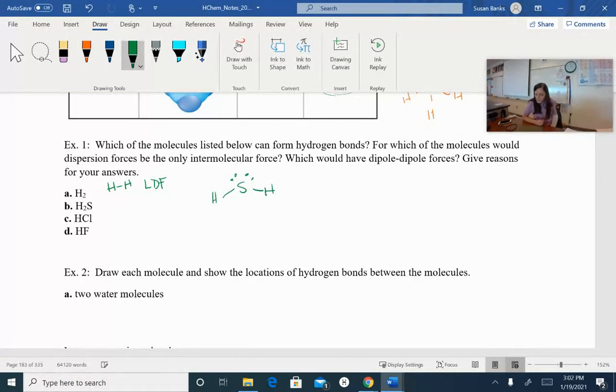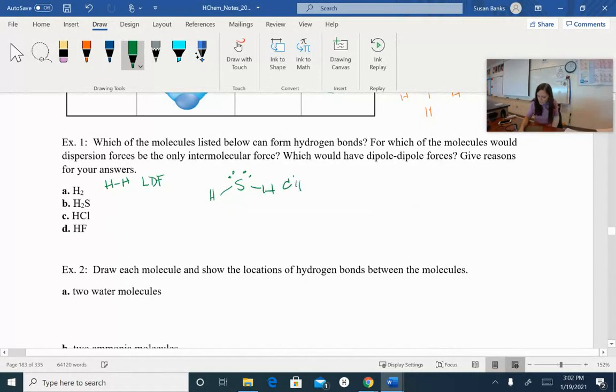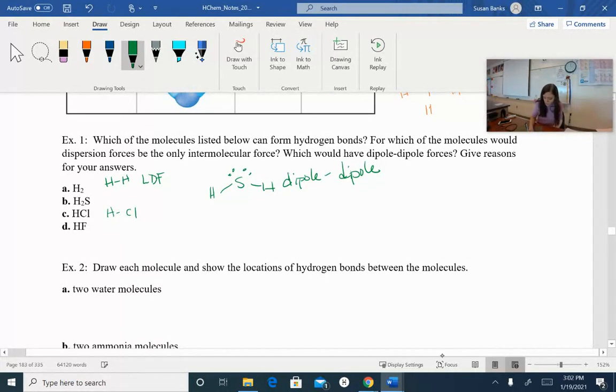We're going to have this bent molecule, and yeah, we have some differences in electronegativities, but we don't have hydrogen bound to oxygen, nitrogen, or fluorine. So this is going to be dipole. Okay? All right, HCl. I have HCl, and chlorine is way more electronegative than hydrogen. Way. But it's not a fluorine, and it's not an oxygen, and it's not a nitrogen, so this is also going to be dipole-dipole.